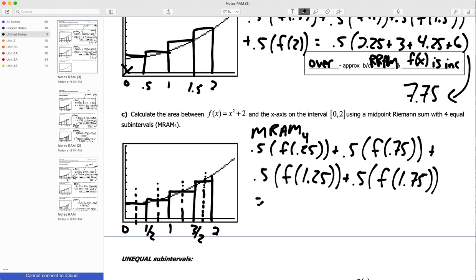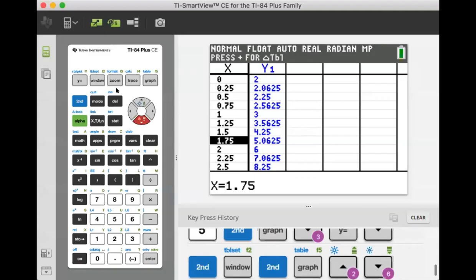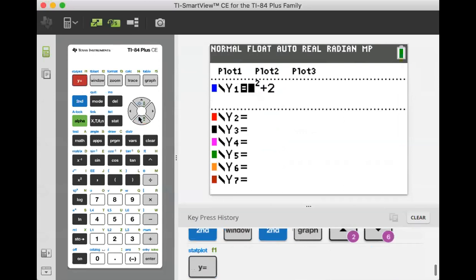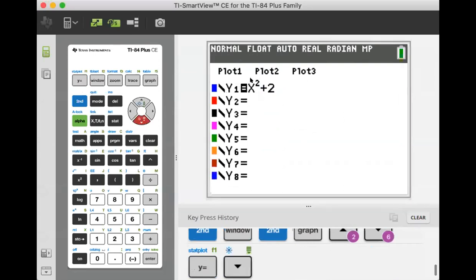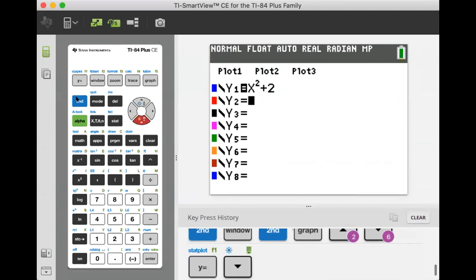And on this one, it's probably easiest to use a calculator. You can take those values and plug them in, or you can use the table on your calculator. So let's take a look at that. If you take your calculator and you put the function into your calculator, x squared plus 2, and then I'm going to go to table set, which is second window.